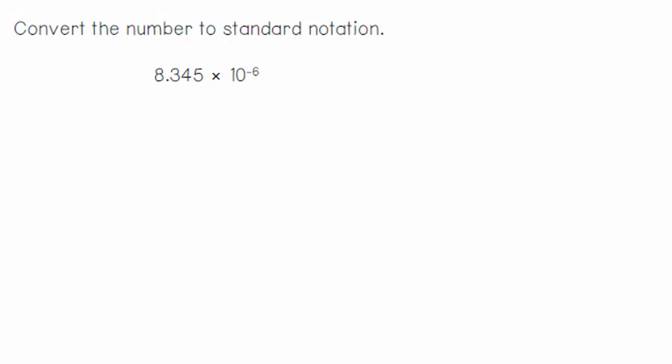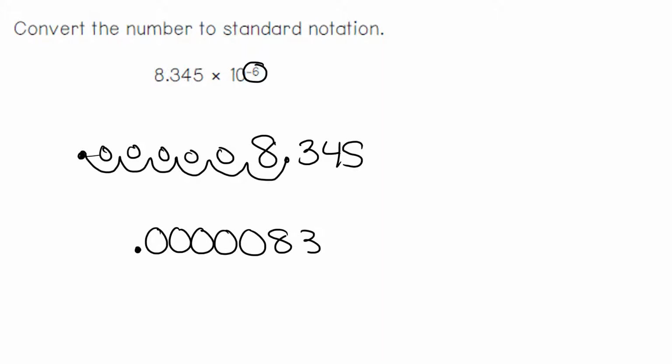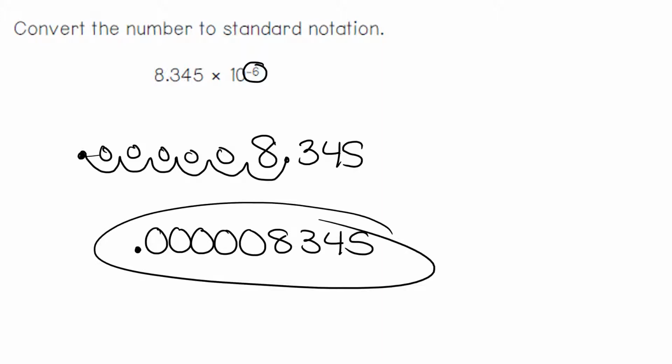Convert the number to standard notation. We take the decimal, 8.345. We're going to move the decimal negative 6 times. It's a negative exponent. That tells me it is a small number, so the zeros need to be in the front. So we move it 1, 2, 3, 4, 5, 6. Fill it in with zeros. And then we write it neatly. Our decimal point in the front, 5 zeros, and then our number, 8345.